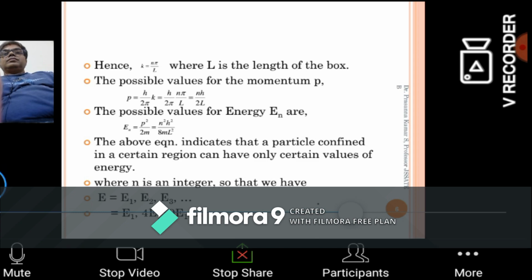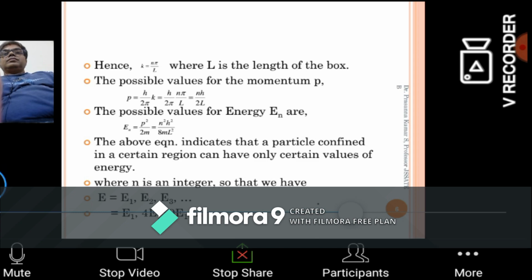And you know that momentum p is given by h by 2 pi into k. K, what you got, k was n pi by L. Therefore, to simplify, p becomes nh by 2L. So momentum is equal to nh by 2L. So this is the momentum.